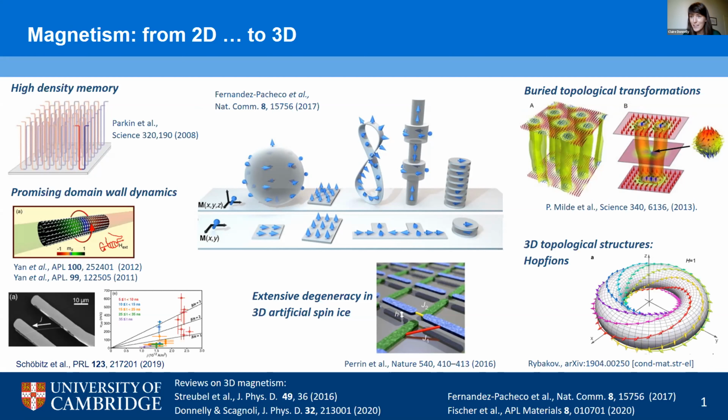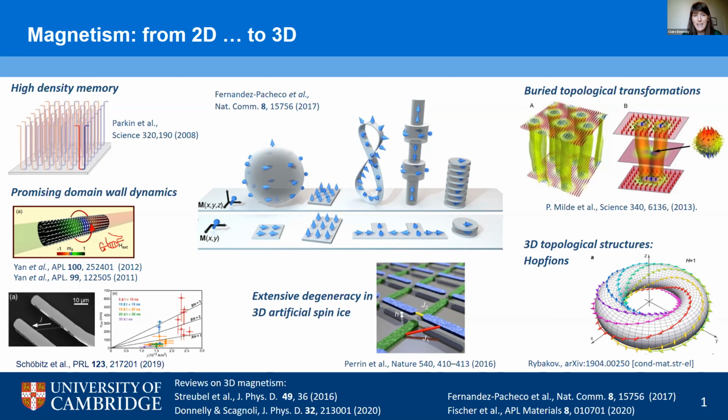Finally, one of the holy grails of 3D nanomagnetism at the moment is that of the magnetic Hopfion. As skyrmions are a 2-dimensional topologically protected object, Hopfions are their 3D equivalent. There's been a number of papers in the last couple of years predicting the existence of these magnetic Hopfions, but they've still not been seen experimentally. So as you can see, there's a huge amount of very interesting prospects of 3D nanomagnetism.